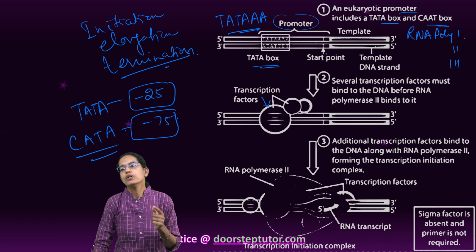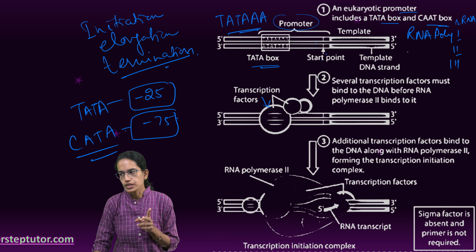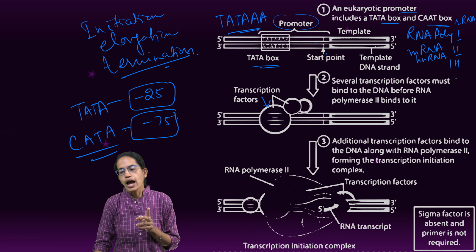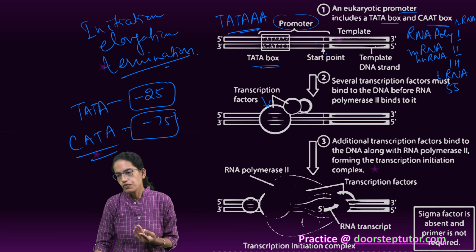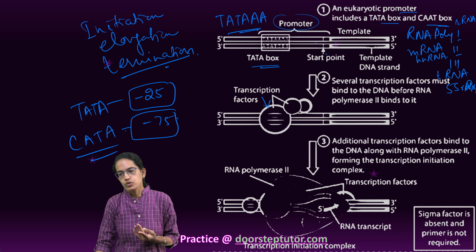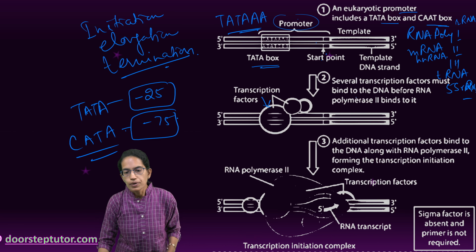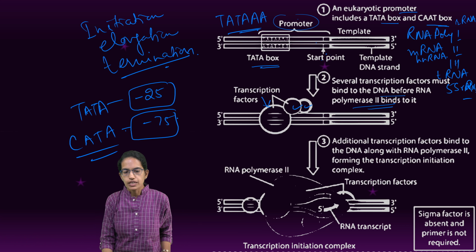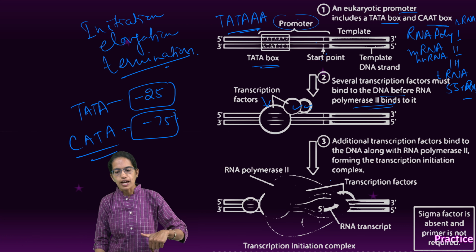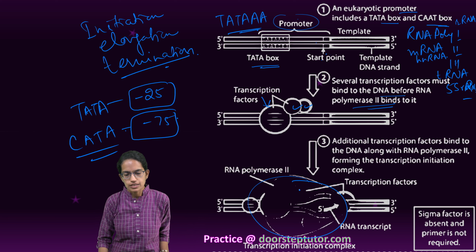And what do they transcribe? RNA polymerase 1 would transcribe rRNA. RNA polymerase 2 would transcribe mRNA and hnRNA, and RNA polymerase 3 would transcribe tRNA and 5S rRNA. So that's about the three RNA polymerases. There are various factors that must bind to DNA before RNA polymerase 2 binds to it. Then there are additional factors after RNA polymerase 2 binds to it, which help in the complete initiation process.